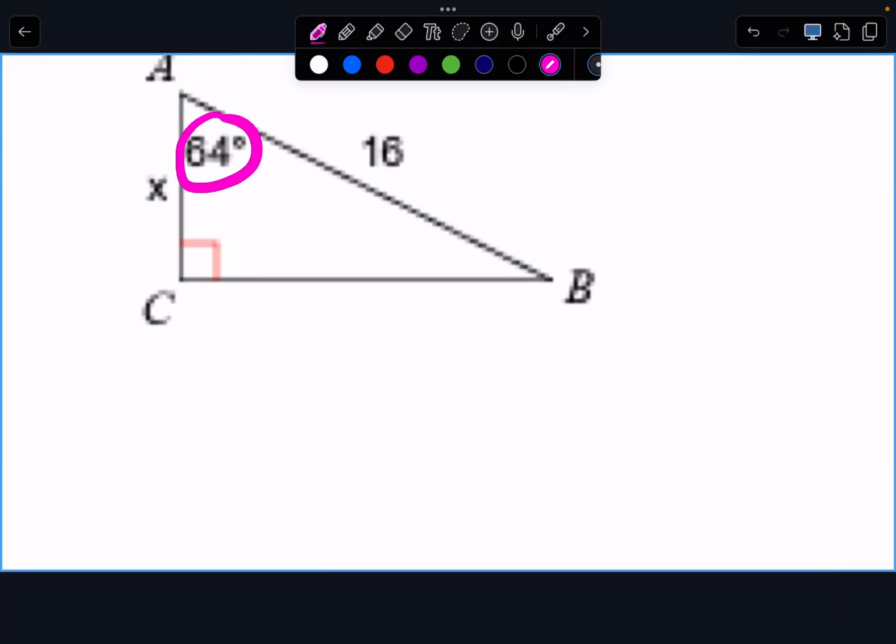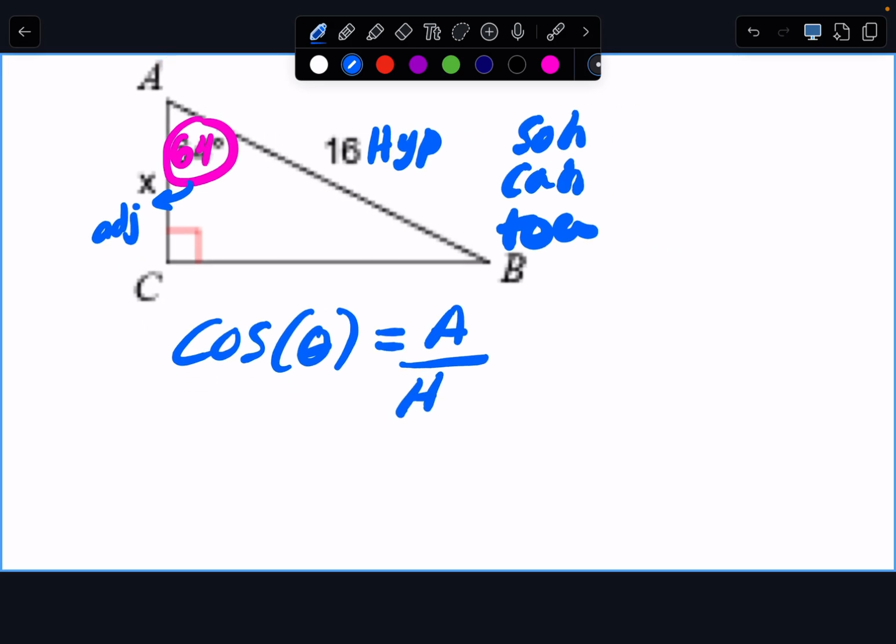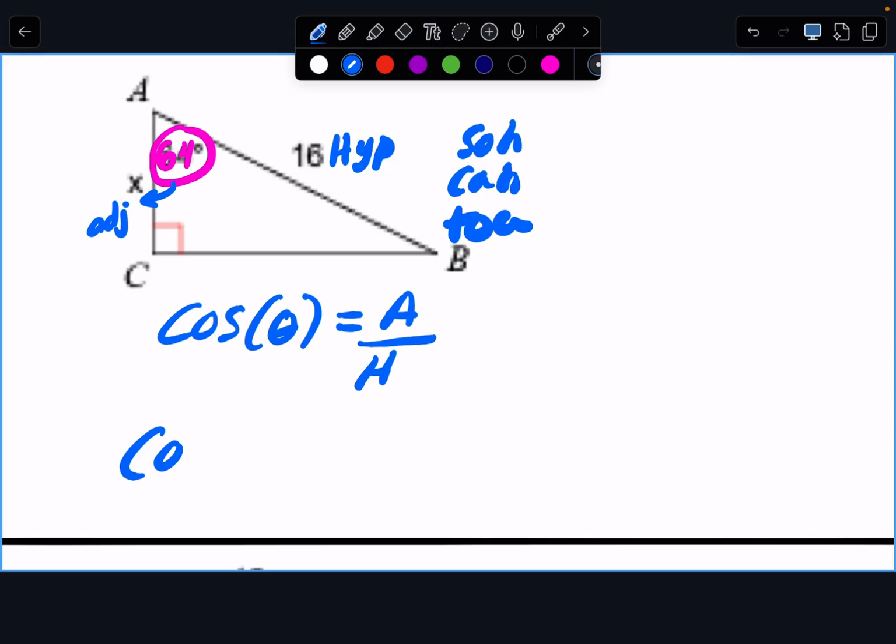So right here, pick this one as your theta. It's kind of fuzzy. I think that's 64. So now from here, isn't this adjacent? Yeah. And this is hypotenuse. So is it SOH, or is it CAH, or is it TOA? So you would say cosine of theta equals adjacent over hypotenuse, and then fill in the unknowns. So cosine of 64 equals adjacent over hypotenuse.